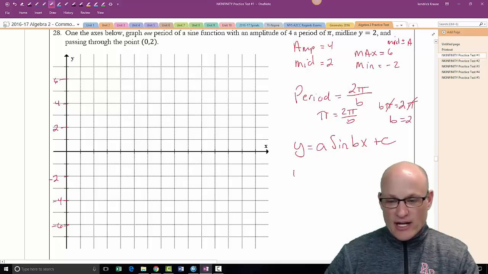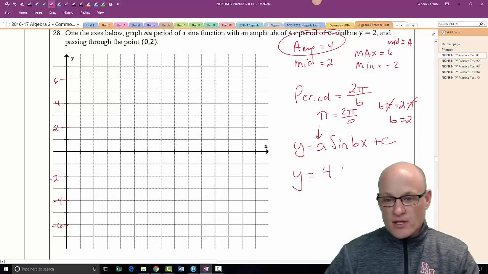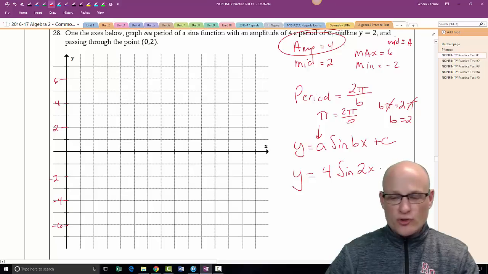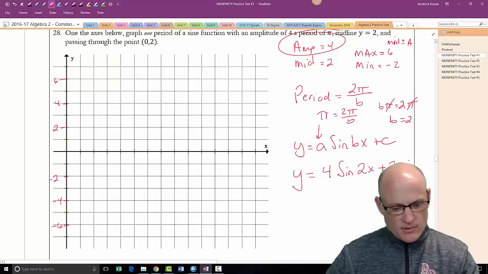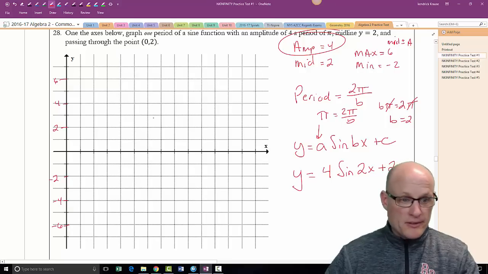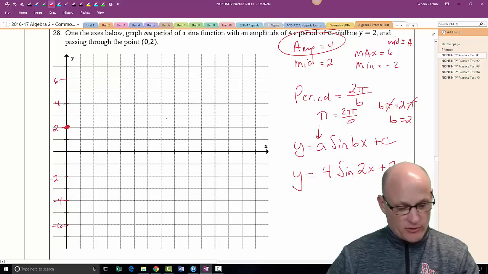So here's what I got. I already got my equation. y equals, I know my amplitude is 4. It tells us that. 4 sine 2x, and my midline is also 2. Okay, so there it is. Now it says it goes to the point 0, 2. Well, there's the point 0, 2.